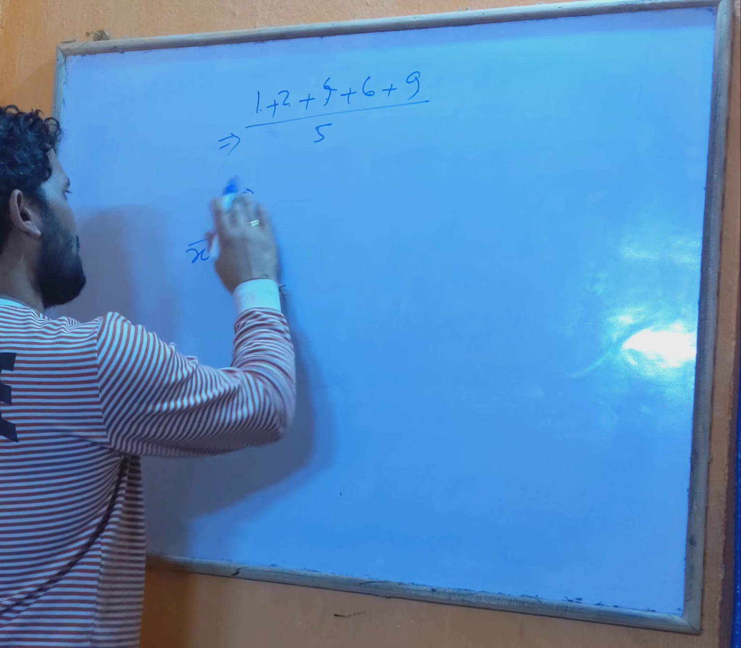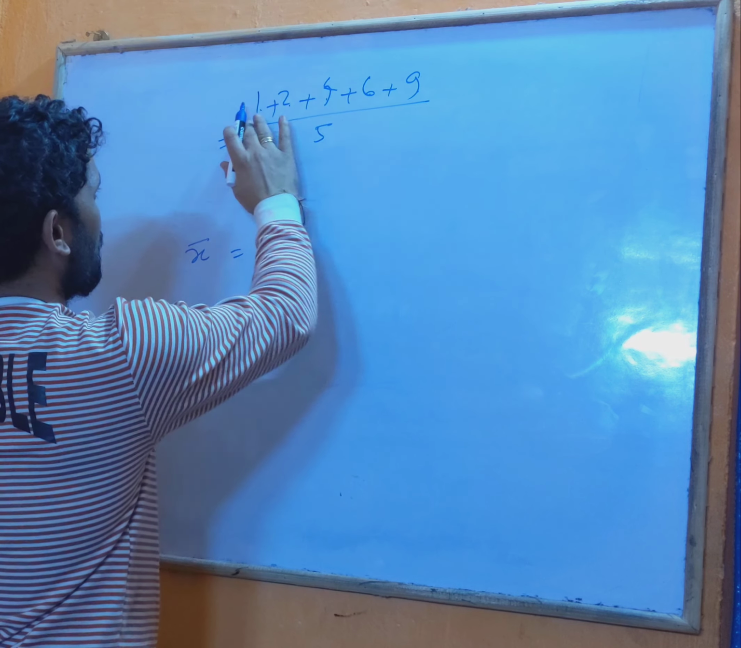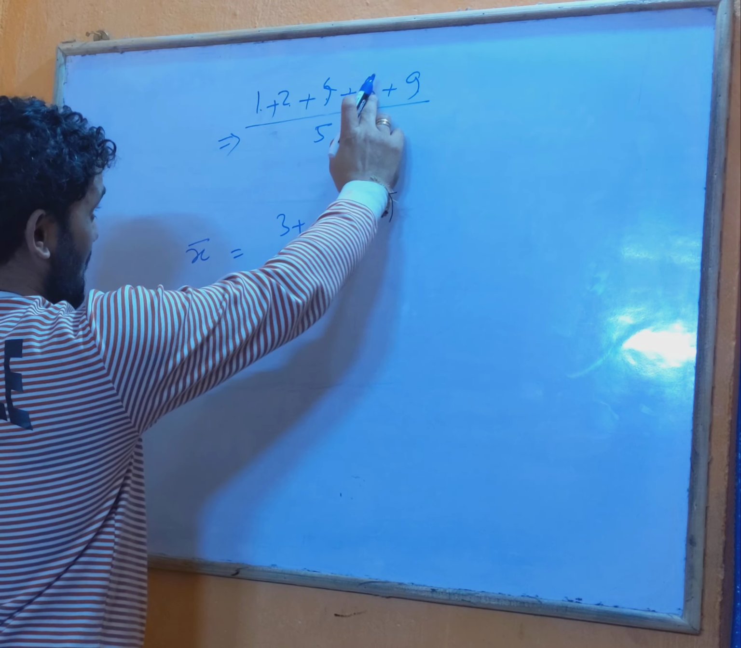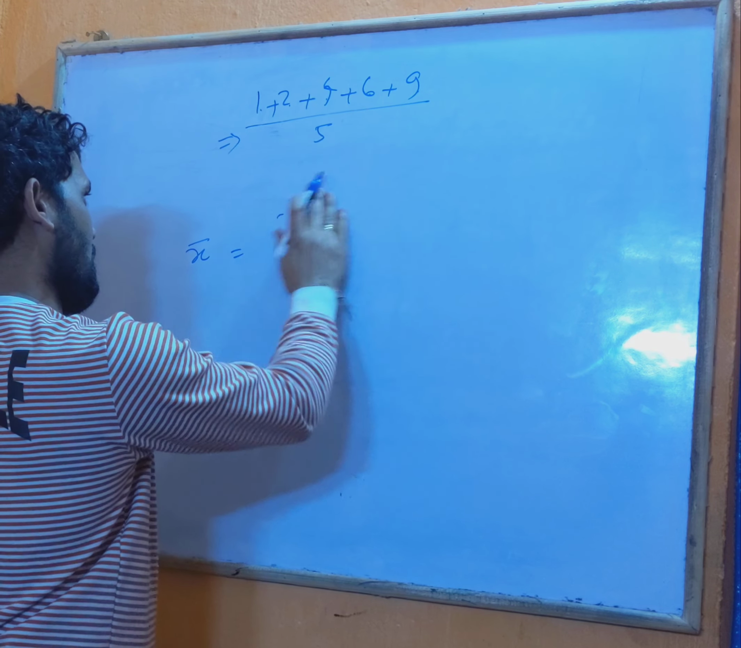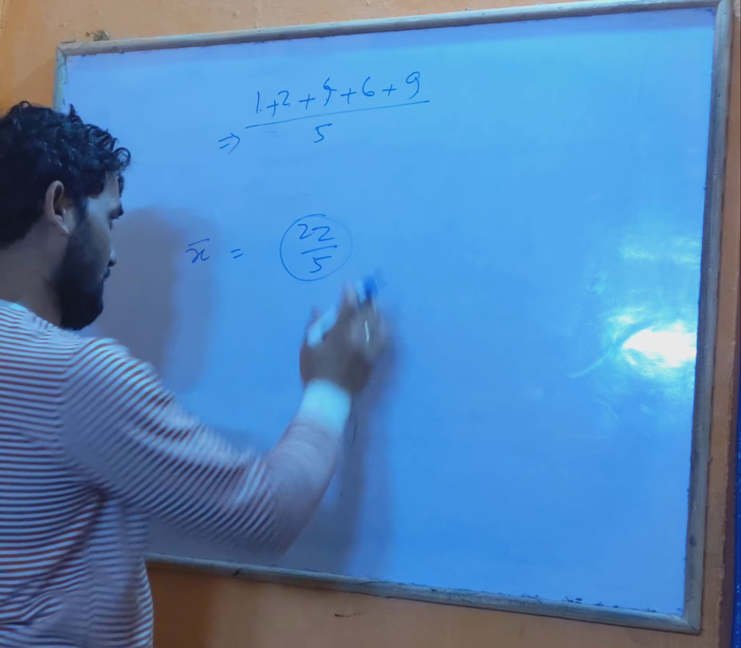So what is your mean? X bar we can say is 1 plus 2 plus 4 plus 6 plus 9, which is 22. So 22 by 5 is your mean.